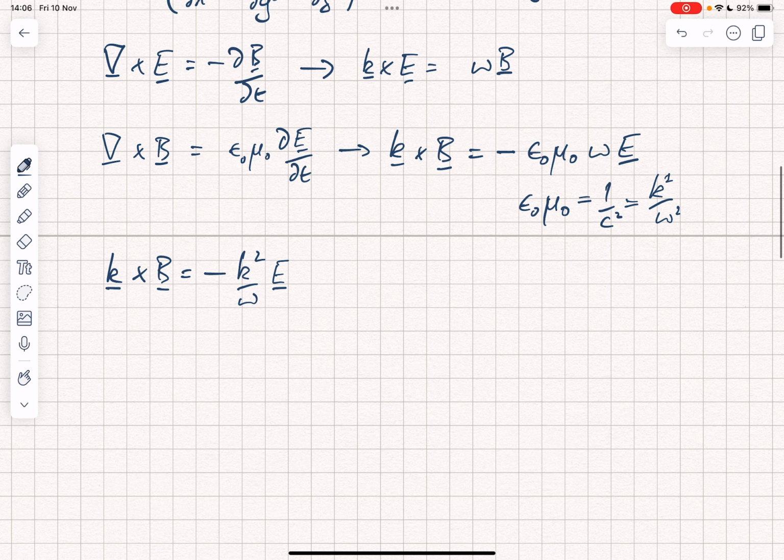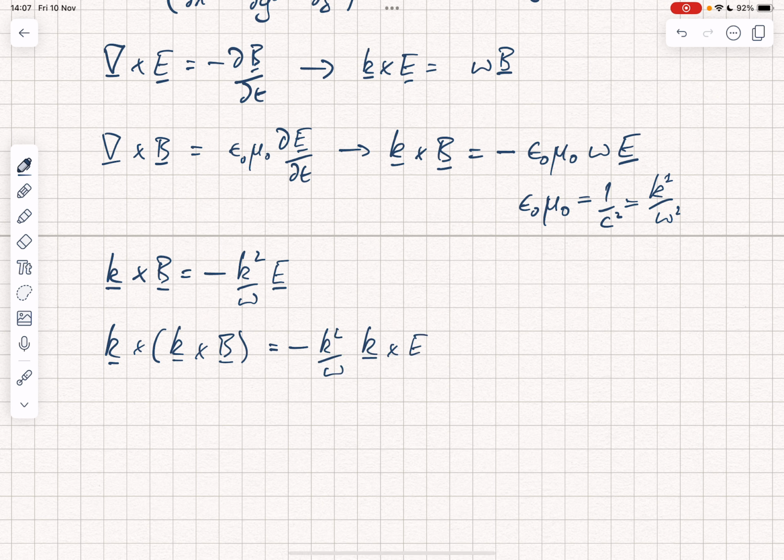We're now going to take the cross product with k on the left because we want to be able to return back to this equation up here, k cross E equals omega B, and so we need to make sure that k cross E is there. So if we take k cross k cross B is equal to minus k squared over omega k cross E. So we have the k cross E term that we want, and we now just have to expand out on the left-hand side.